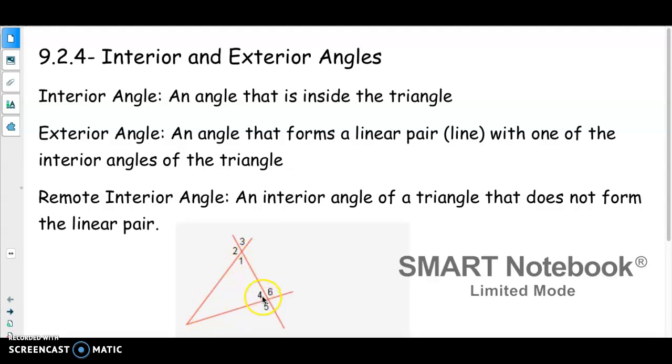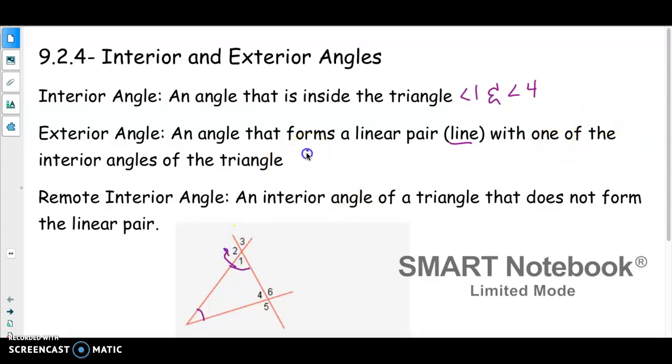So 1 and 4 are both interior angles. Angle 1 and angle 4 are both interior, okay? Because they're inside. This angle would also be interior, but it's not named. An exterior angle is an angle that forms a linear pair, or a line, with one of the interior angles of the triangle. So for 1, the exterior angle for 1 is going to be 2.